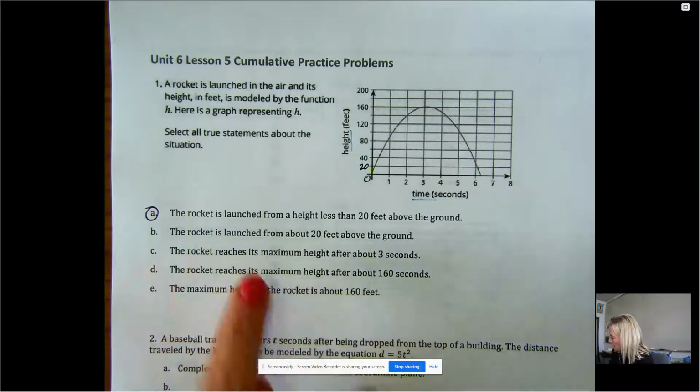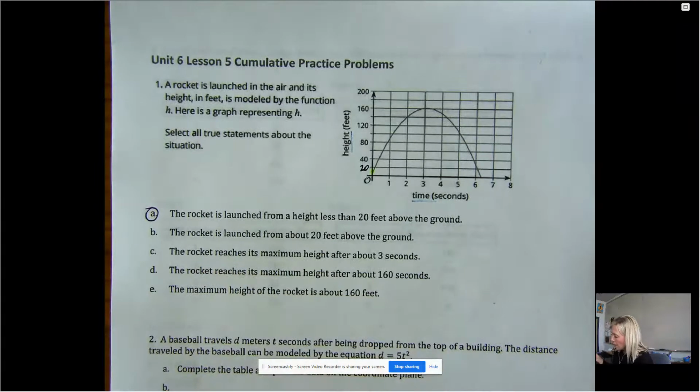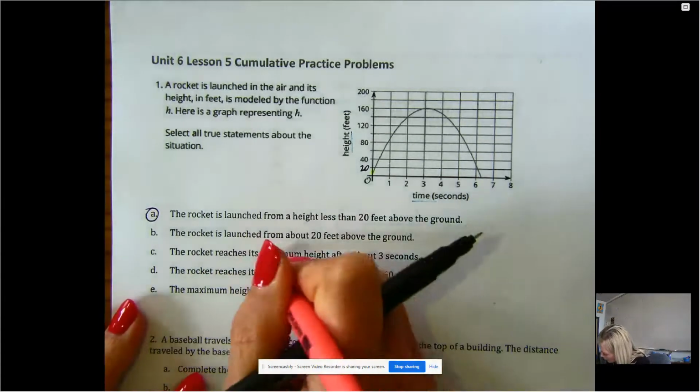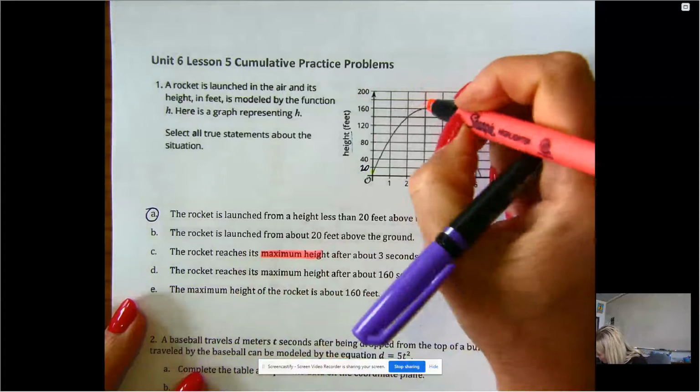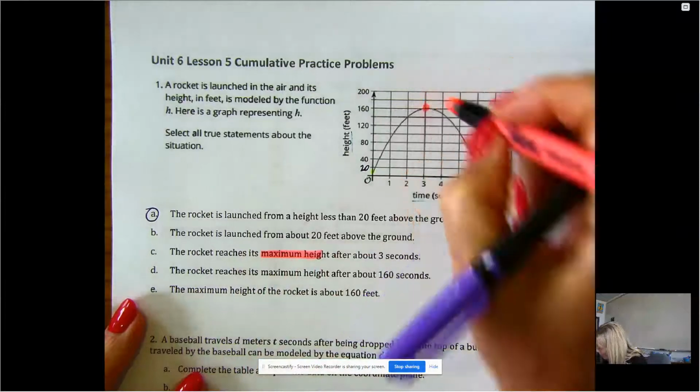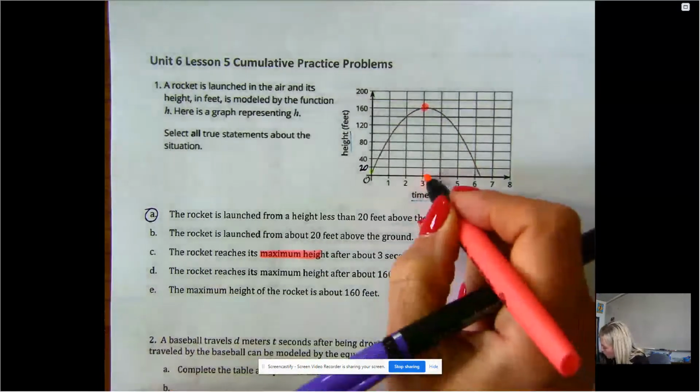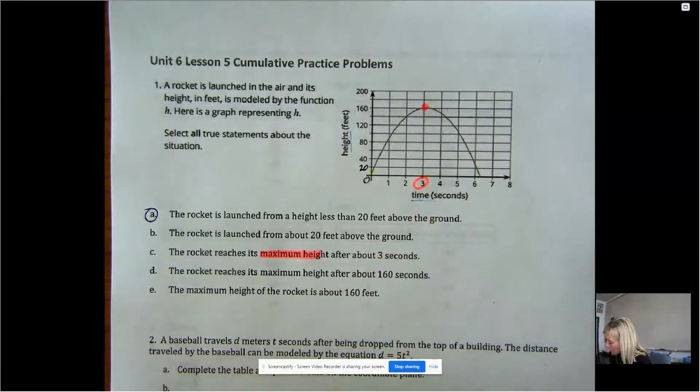C, the rocket reaches its maximum height after about 3 seconds. So the maximum height is going to be like the highest point, and that looks like about 3 seconds. So I would circle that.